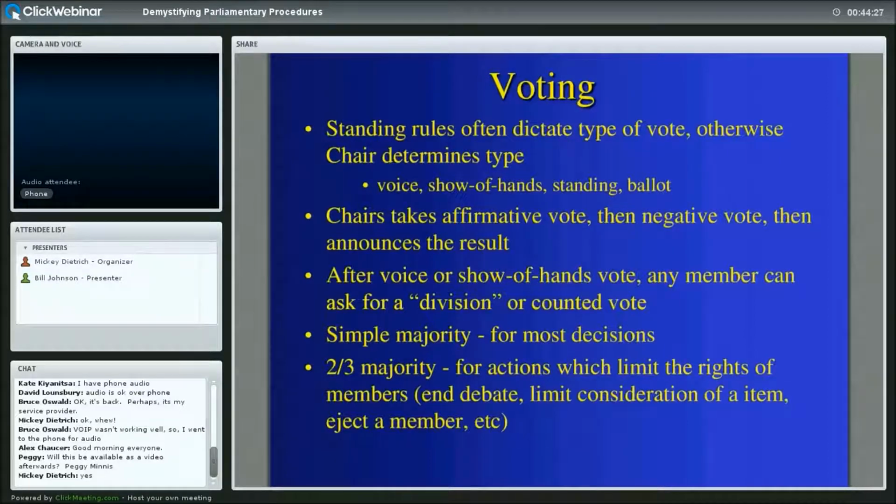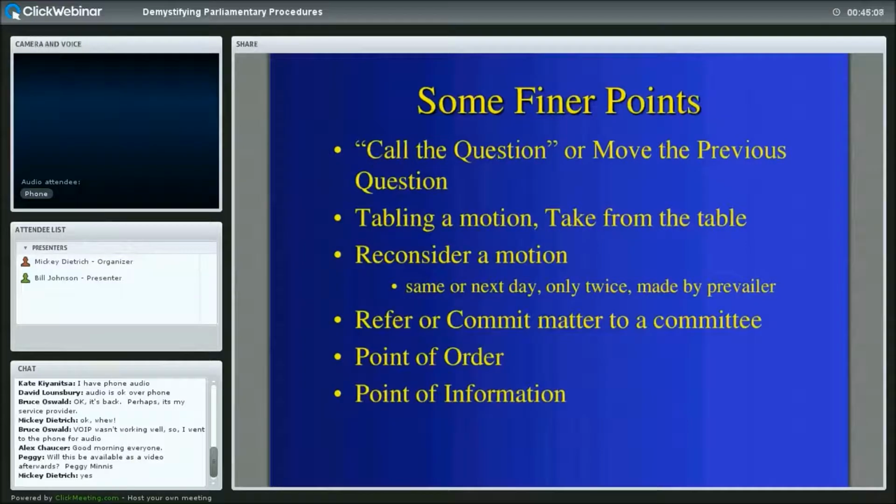Under Robert's Rules, almost all decisions only need a simple majority to pass. But it's important that you know that a two-thirds majority is needed for anything which limits the rights of members. So, remember we said you can take a vote to end debate early? Well, ending debate early means that you're cutting off the rights of members who wanted to speak in the debate. That requires a two-thirds vote. Another example is ejecting a member. I've actually never been in a meeting where this happened, but you could take a vote to eject an unruly member and bar them from participation. It would require a two-thirds vote. So that's the key thing to recognize there.